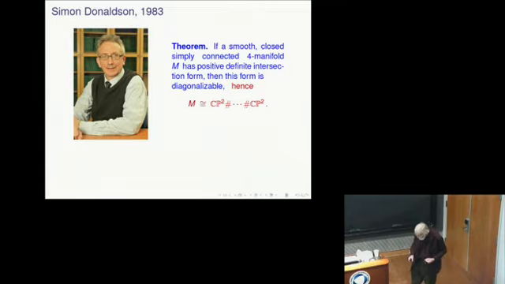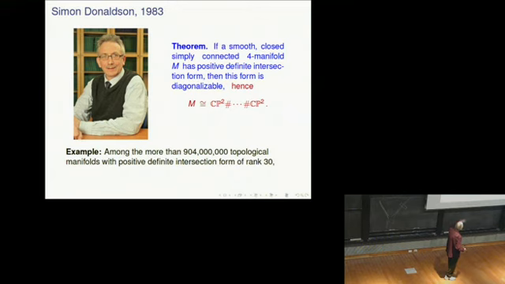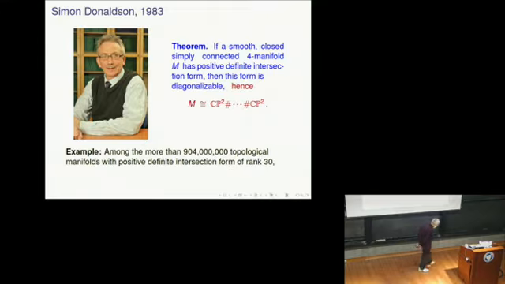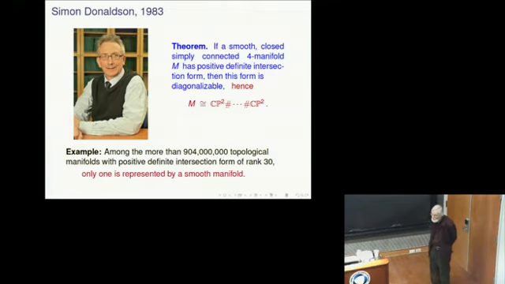Now, I've given two examples already of fundamental contributions to topology which were based completely on non-topological methods. This is a third one. This is based on very deep analysis and rather easy topology. Well, let me just give an example of the theorem. So suppose we look at these more than 900 million topological manifolds constructed by Freedman with a positive definite intersection form of rank 30. Of all of these, according to Donaldson, only one is represented by a smooth manifold.